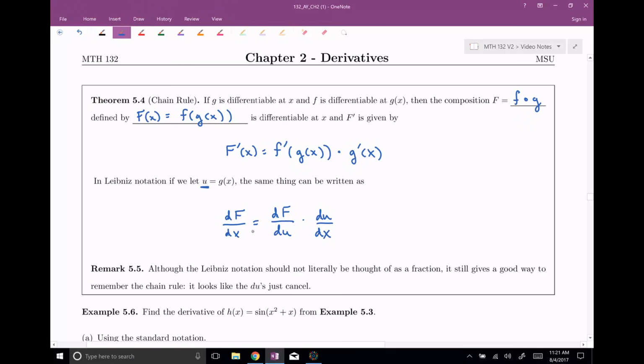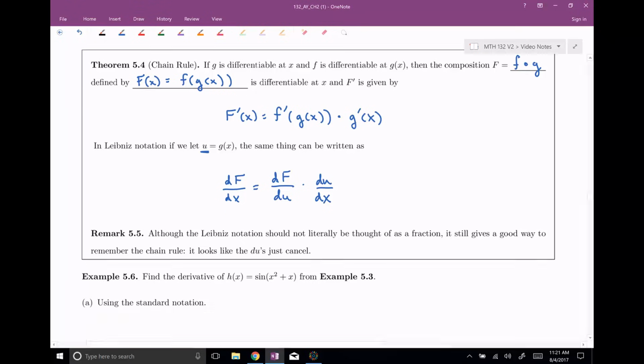And now again, this looks especially nice because if we think of these things as fractions, you can see that, oh, this du and du would cancel and you would just get df dx. Okay, so I will show you how to actually use both of these things. I mentioned in this remark that Leibniz notation should not literally be thought of as a fraction, but it still gives us a good way to remember the chain rule. It looks like the du's just cancel.